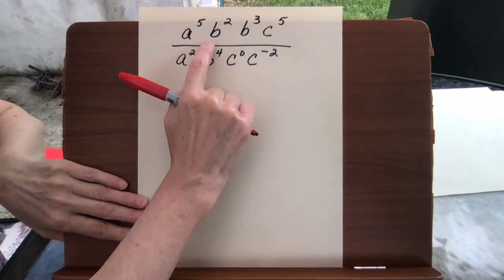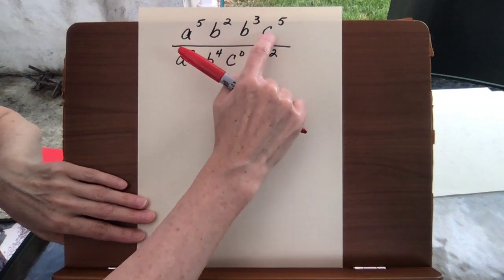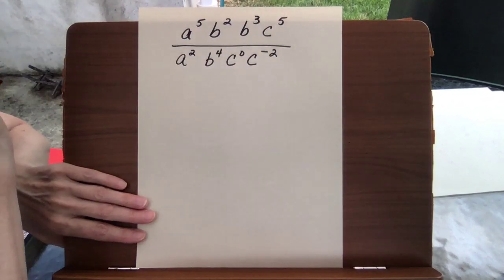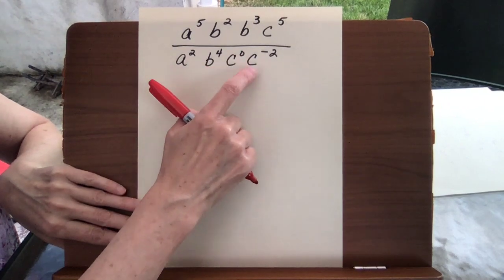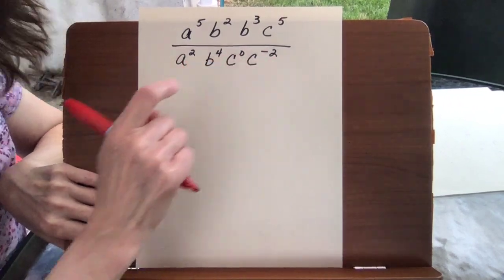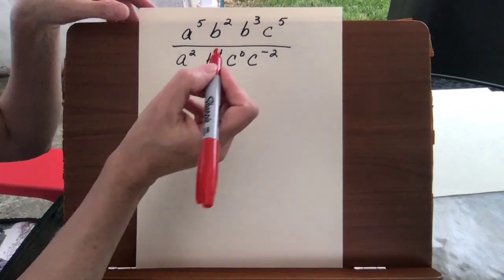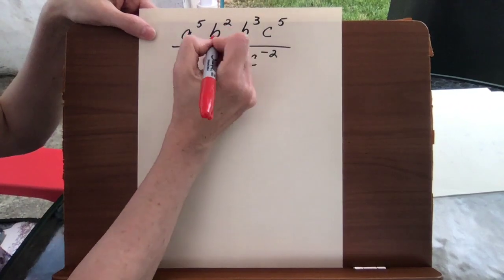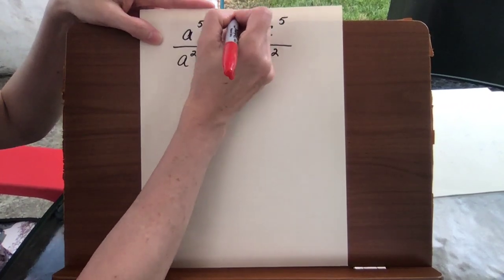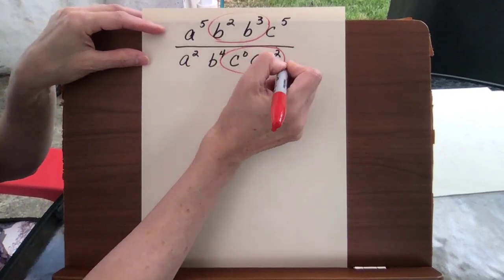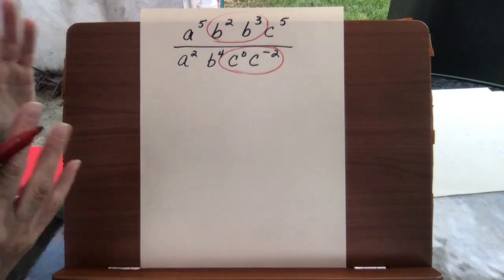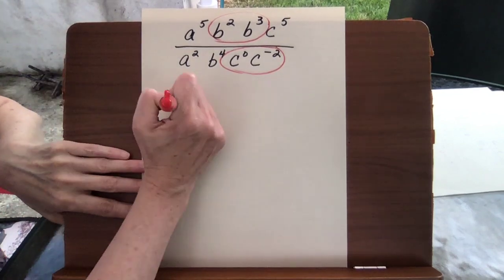All right, we have a to the 5th, b squared, b cubed, times c to the 5th, all in the numerator. We have a squared, b to the 4th, c to the 0 power, and c to the negative 2 power, all in the denominator. So I'm going to do some cleanup while I'm here. First of all, these b's in the numerator have to get multiplied. These c's have to be multiplied. It depends on how you're seeing it, so let's take a look.